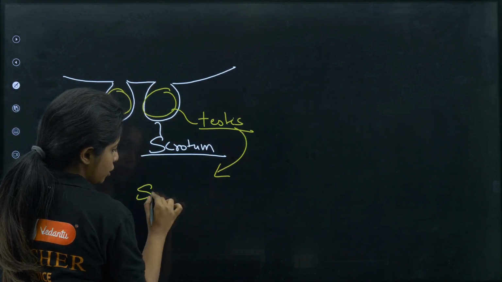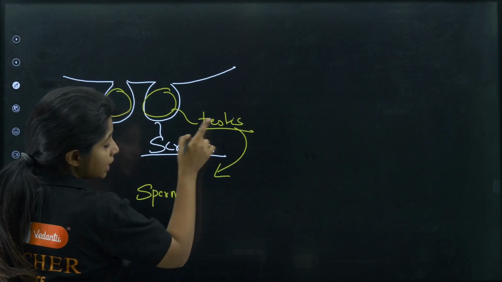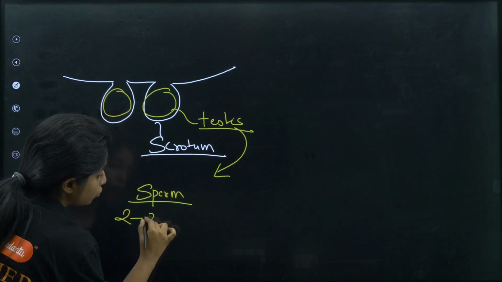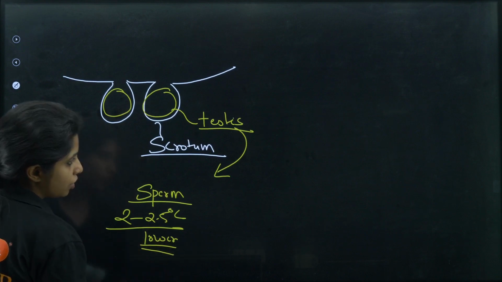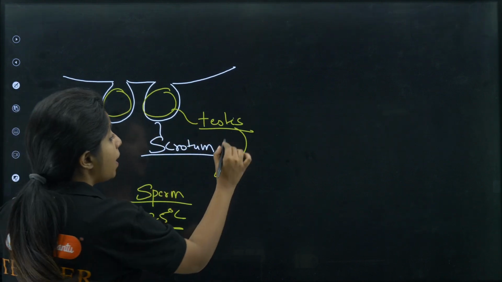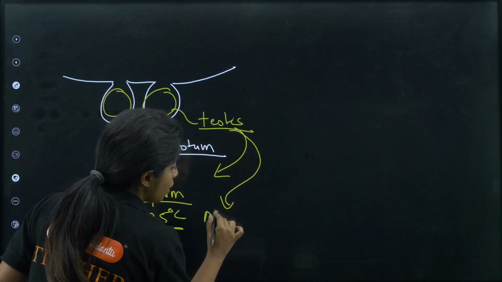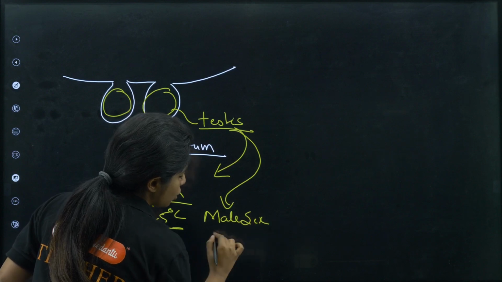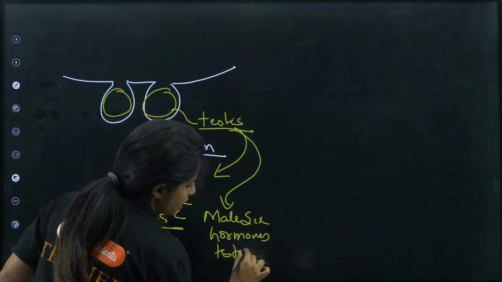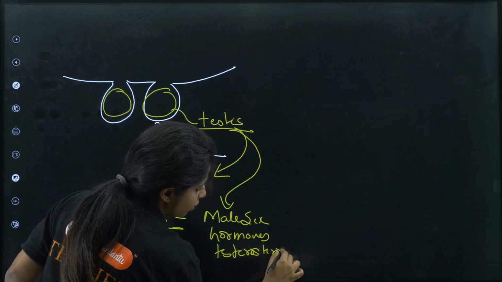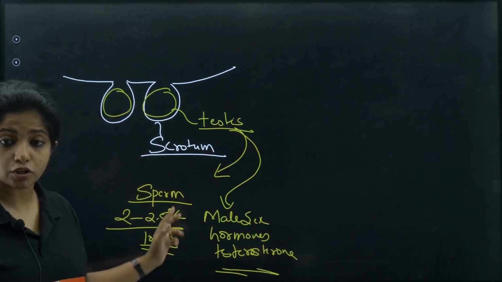Because the sperm formation which is happening in the testis requires 2 to 2.5 degrees Celsius lower than the normal body temperature. So sperm formation happens in the testis. Apart from that, one more thing happens in the testis, that is formation of male sex hormones such as testosterone. My dear children, these are the two major functions of testis.